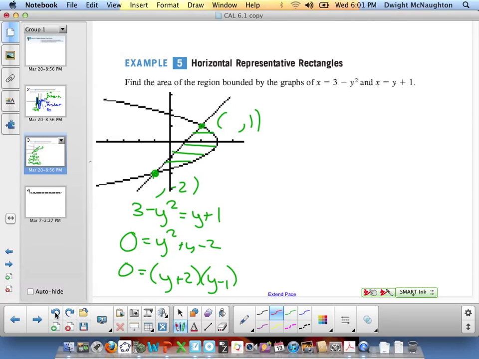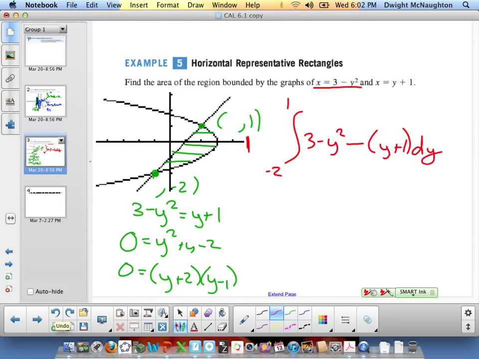Now our limits will be our y values this time. Our lower limit is negative 2. Our upper limit is 1. Now our top function, if we're looking with respect to y, the higher numbers are to the right. So our top function is going to be the function that's on the right. So we'll use the parabola. So we'll go 3 minus y squared minus our bottom function, the one on the left, y plus 1. And this time it'll be with respect to y because we're oriented horizontally instead of vertically, meaning our slices go horizontal.